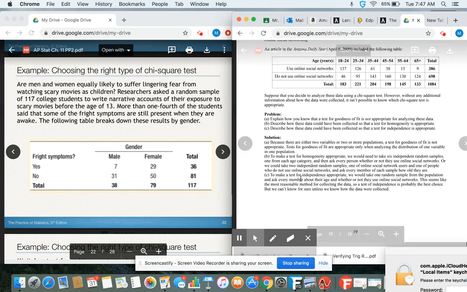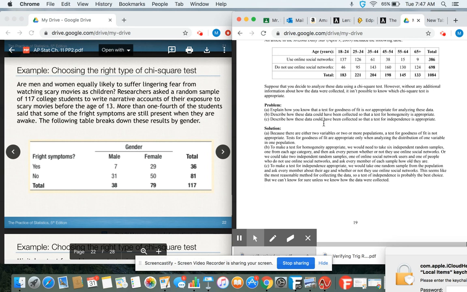With the chi-square test for independence, we would need to take one random sample from this population, and we would ask every member 2 questions. We'd ask them about their age. We would ask them about their use of online social networking. Okay, so that's the difference. The difference is the number of variables and the number of populations.